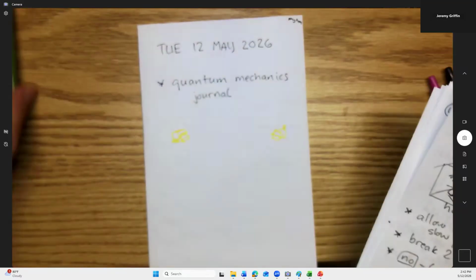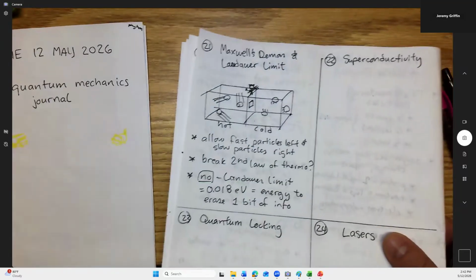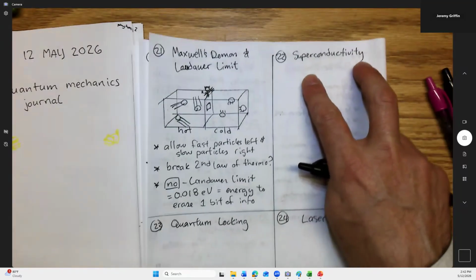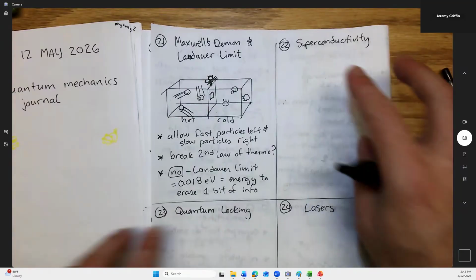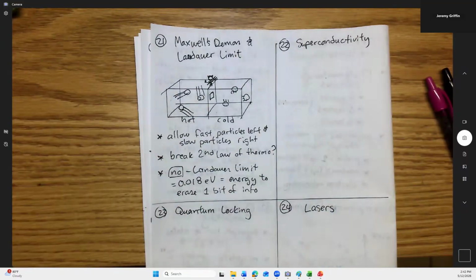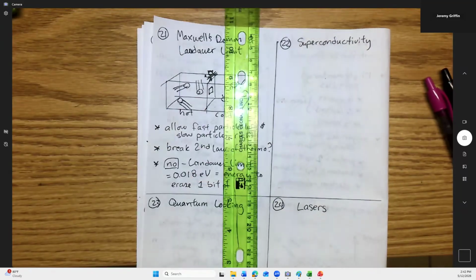We were last looking at these journals back on Friday, so it's been a few days, but we're picking up here with number 22, superconductivity, which is also going to lead right into number 23, quantum locking. Here, actually, superconductivity, let's do the graph with you guys right now.